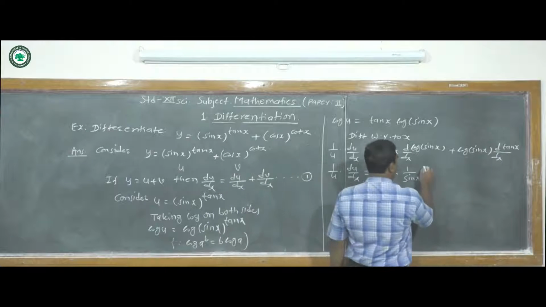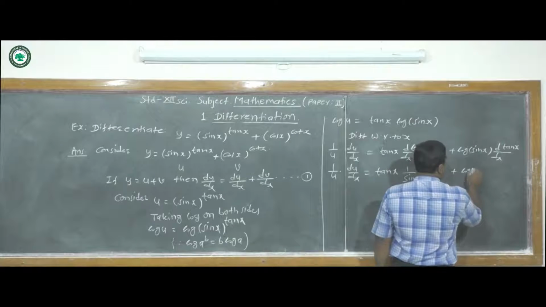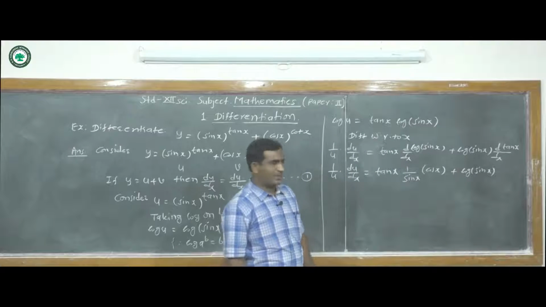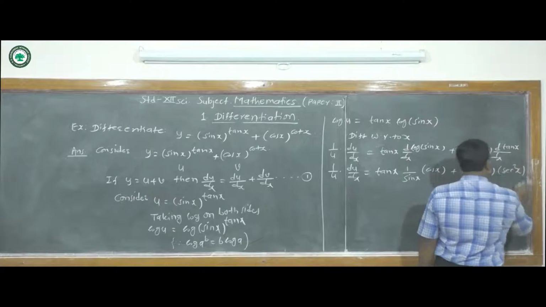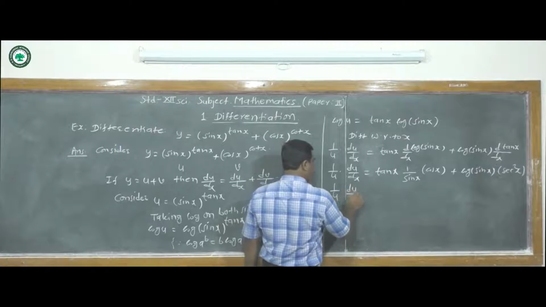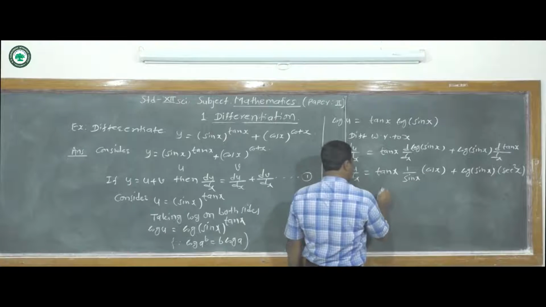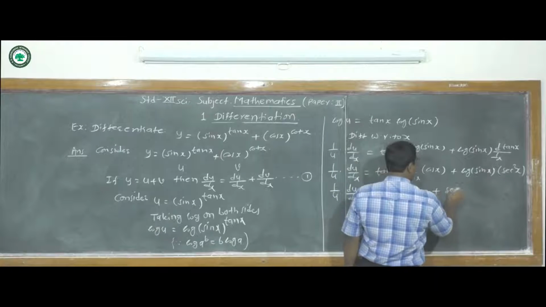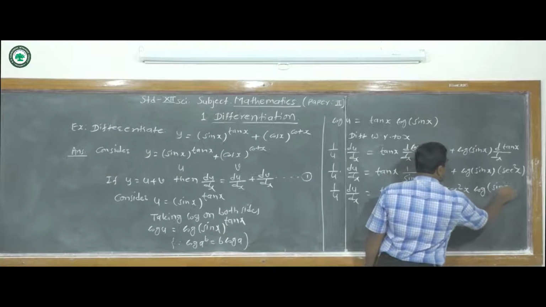The derivative of sin x with respect to x is cos x, plus log of sin x as it is into the derivative of tan x with respect to x. This is a simple function. The derivative of tan x is sec square x. So 1 upon u into du by dx equals cos x upon sin x, which means cot x, so tan x into cot x plus sec square x into log of sin x.